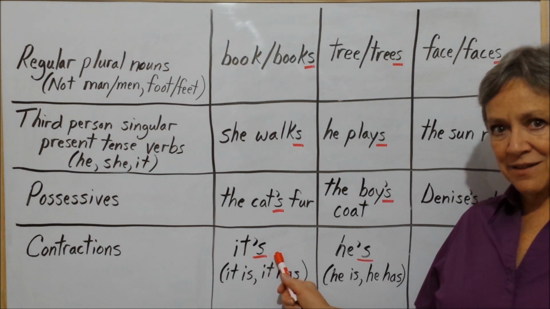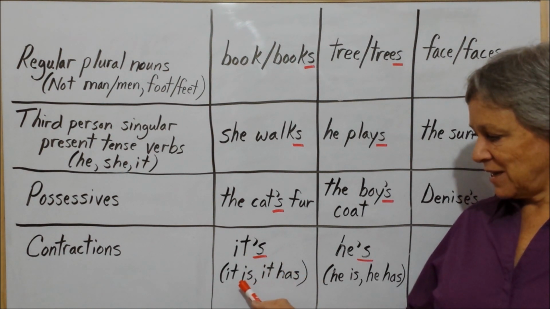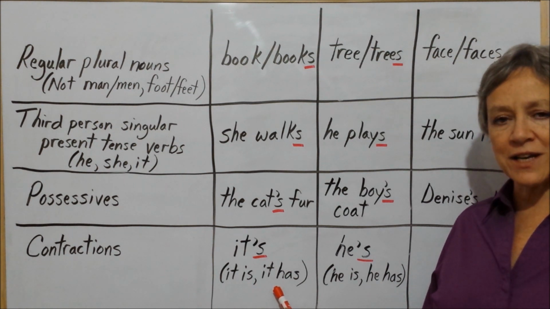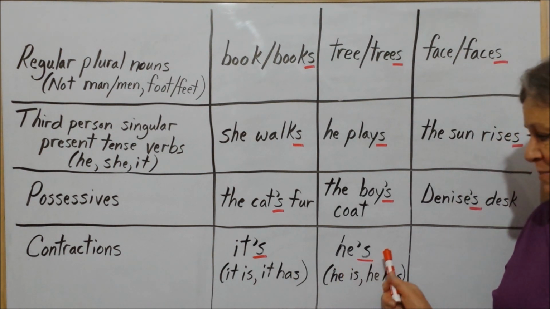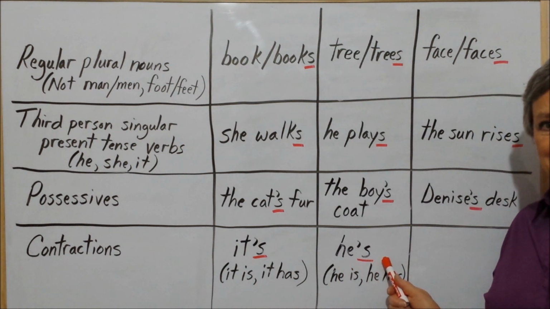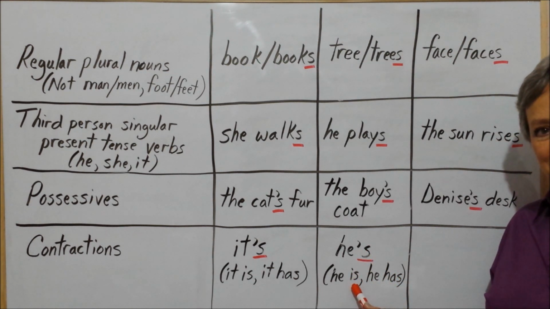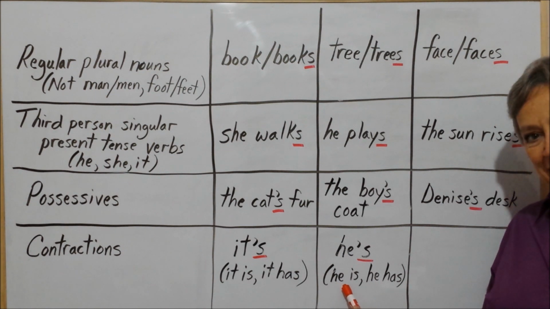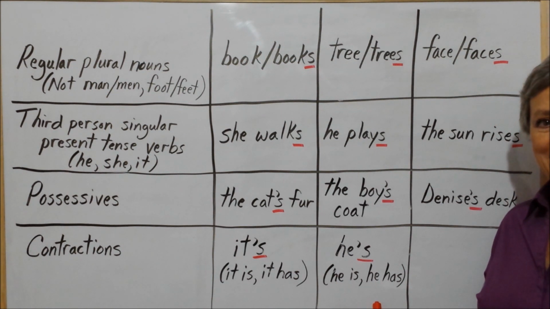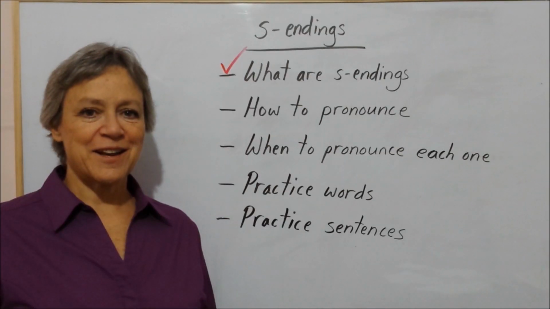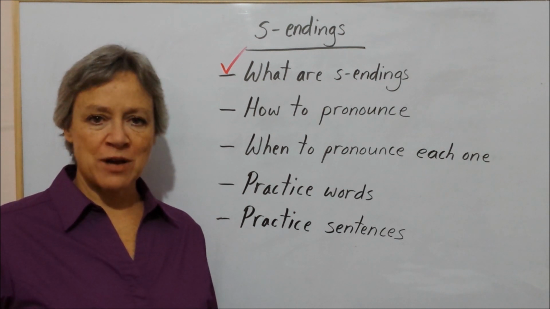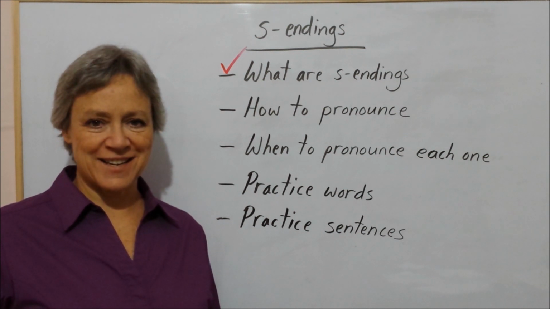So it's, IT apostrophe S, is either it is or it has. Here's another example. He's. And here the apostrophe S is short for, again, either is or has. So I have he is or he has. Now I would like to talk about how to pronounce each one of the S endings.